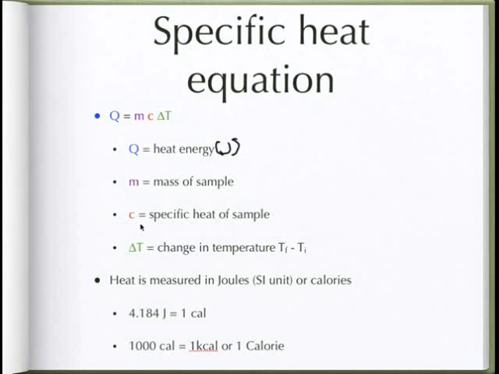C is the specific heat of the sample. Our textbook, in the chapter on heat changes, which I think is chapter 10, represents this as an S, the only textbook I've ever seen use an S there, but C is the specific heat of a sample. In case you look in the textbook, it's an S. And then delta T: delta is the Greek letter delta, and it means change when you talk about it in a mathematical equation. So change in temperature is the final temperature minus the initial temperature.